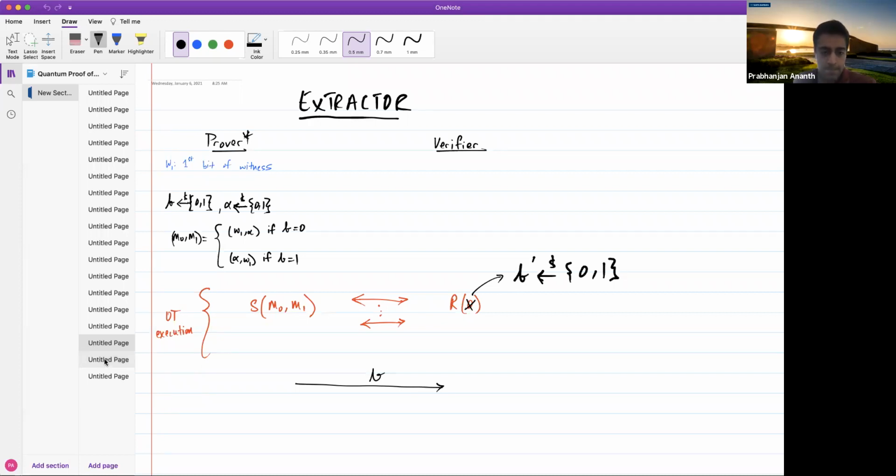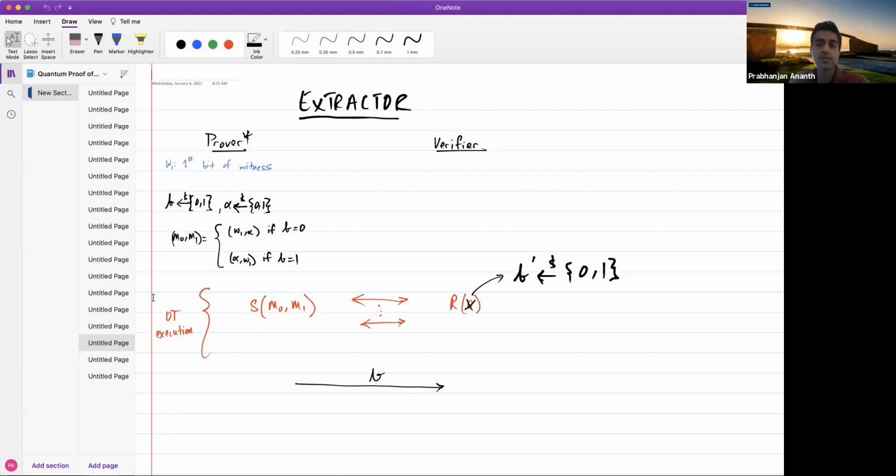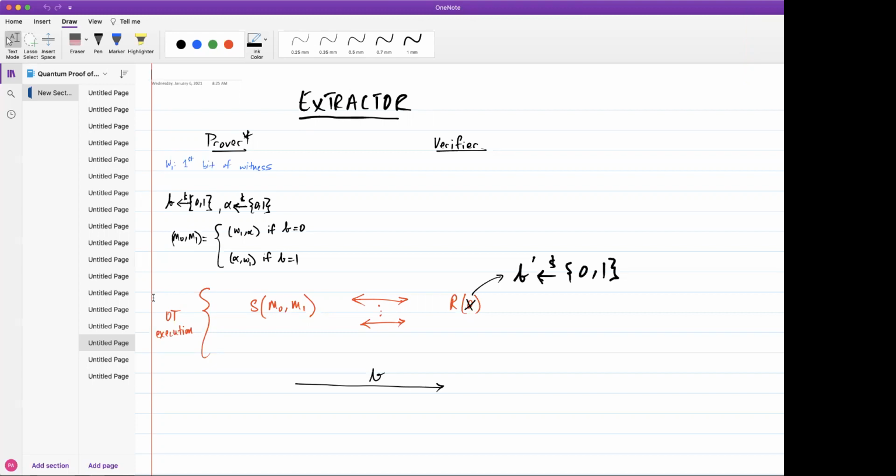Sorry, can I just ask a clarification? What's forcing the prover to use W1 at all? Why can't it just set both of the bits to random? There's no check here. Yeah, so for now, assume that the prover is being honest. We're going to handle malicious provers by adding a zero knowledge protocol in the end. Okay, that's fine. So it's like extraction from an honest prover. Yeah, for now it's just from an honest prover.